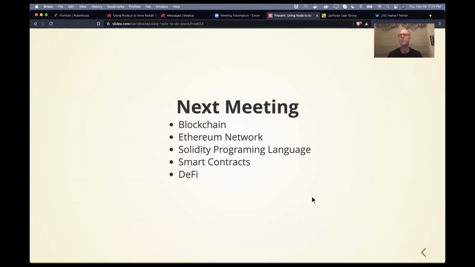Probably the biggest use case is going to be distributed finance or DeFi. But there's all kinds of other things that people are using this technology for. They're using it for supply chain, and all kinds of stuff. That's one of the trending skills that they're looking for right now, people that know how to develop for blockchain. So we're going to be talking about that next month.